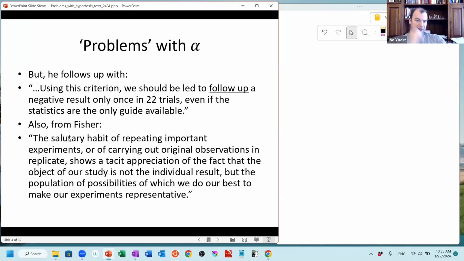Also from Fisher, he talks about the salutary habit of repeating important experiments, of carrying out original observations and replicating them. It shows an appreciation for the fact that the object of the study is not the individual result, but the population of possibilities.